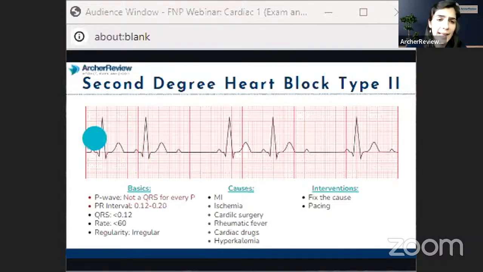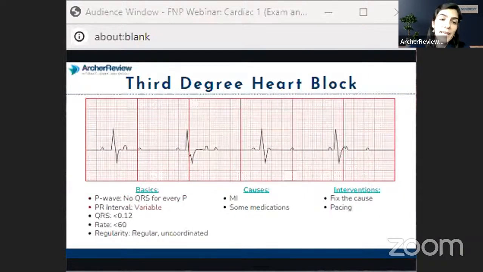But again, look at the rate. It's going to be an irregular rhythm because you have that dropped QRS, and the rate is going to be slow, because again, you have that dropped QRS. So look at this rate: 1, 2, 3, 4, 4.5. So the rate is 45, less than 60. That is concerning. So again, this is a patient that needs to be monitored very closely because of this bradycardia. And most likely you're going to see this on the inpatient side, and they're going to be temporarily pacing this patient until they can get a permanent pacemaker in.